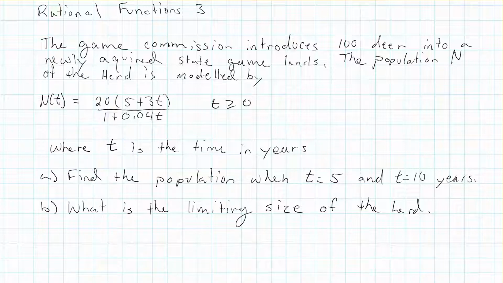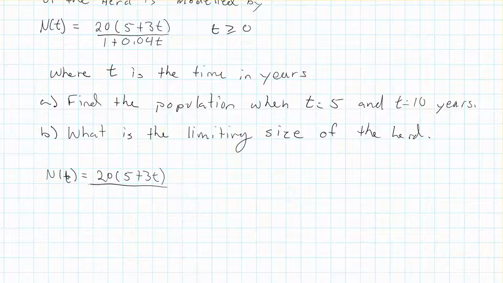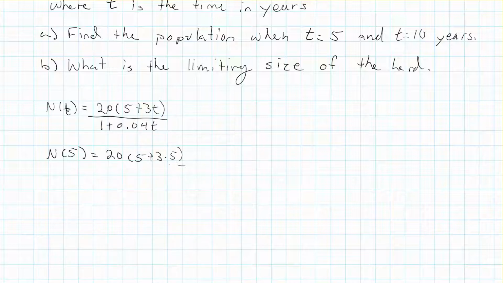Again, part A is pretty straightforward. We still need to do it, but we're just plugging in. So we have N at T equals 20 times 5 plus 3T over 1 plus 0.04T, and then we simply do the arithmetic. I'm going to look at what N at 5 is. This would be 20 times 5 plus 3 times 5 over 1 plus 0.04 times 5.